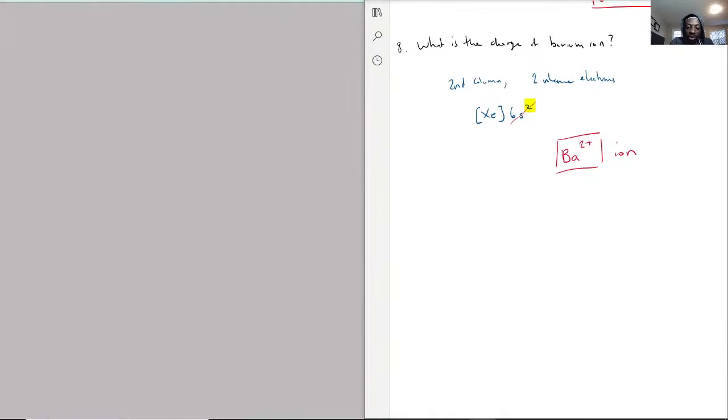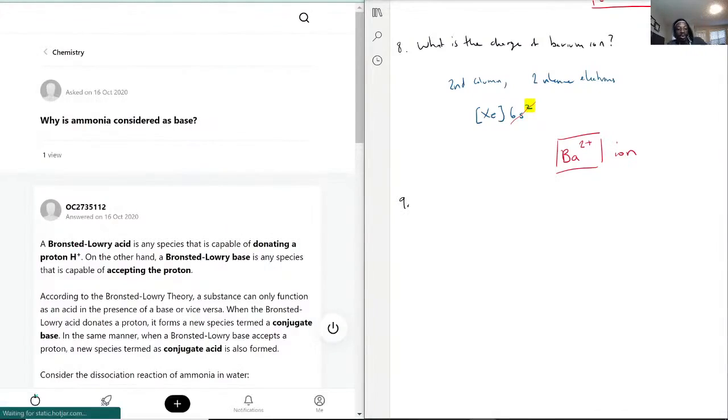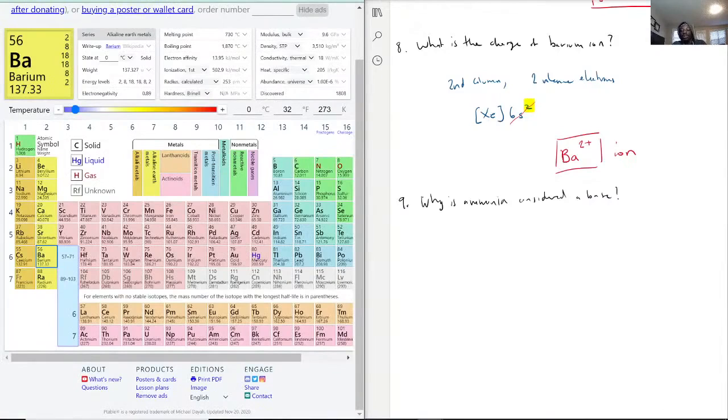So now question 9, okay? Why is ammonia considered a base? So actually, for this, because ammonia almost has no relation between name and compound, you just have to kind of memorize it, okay?